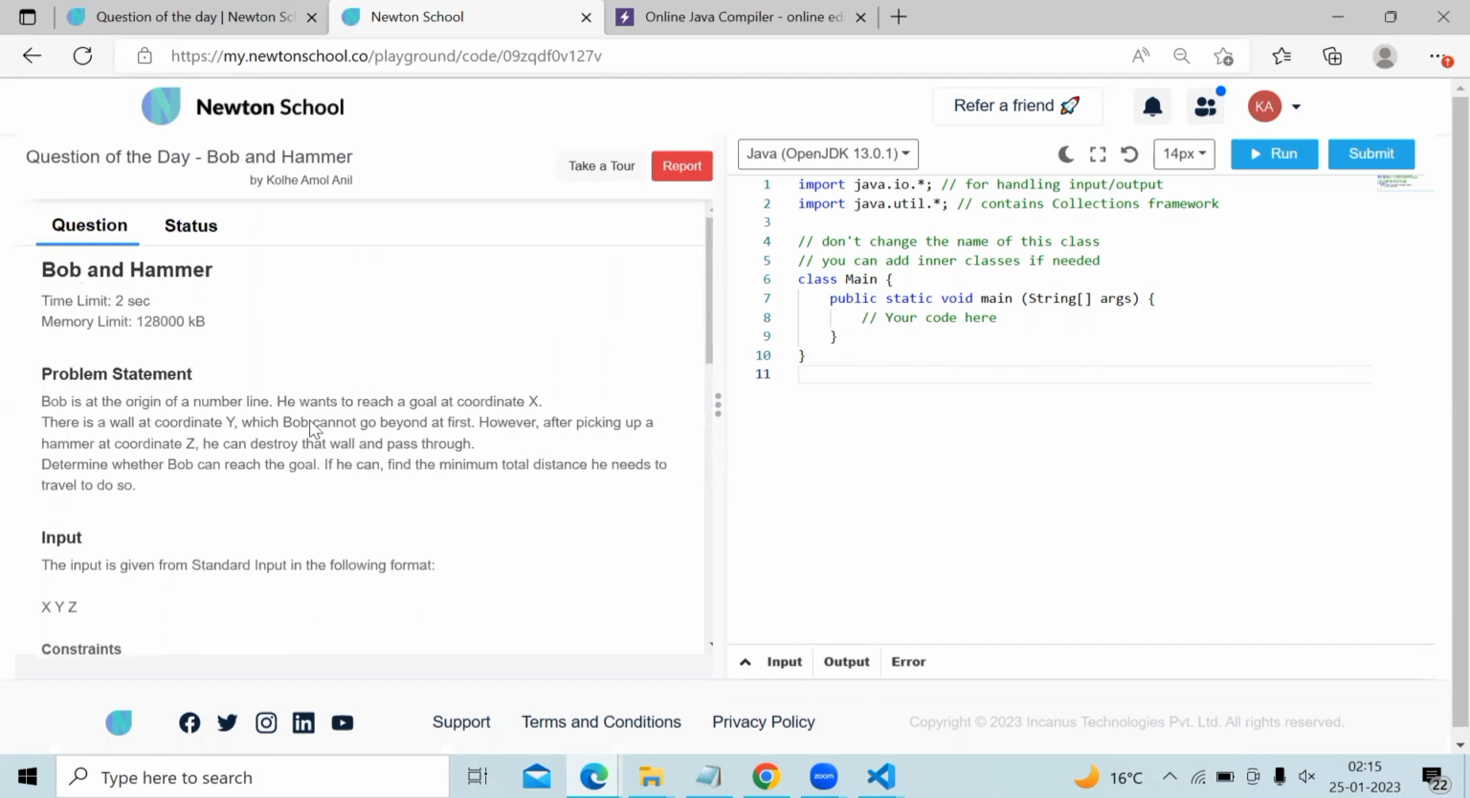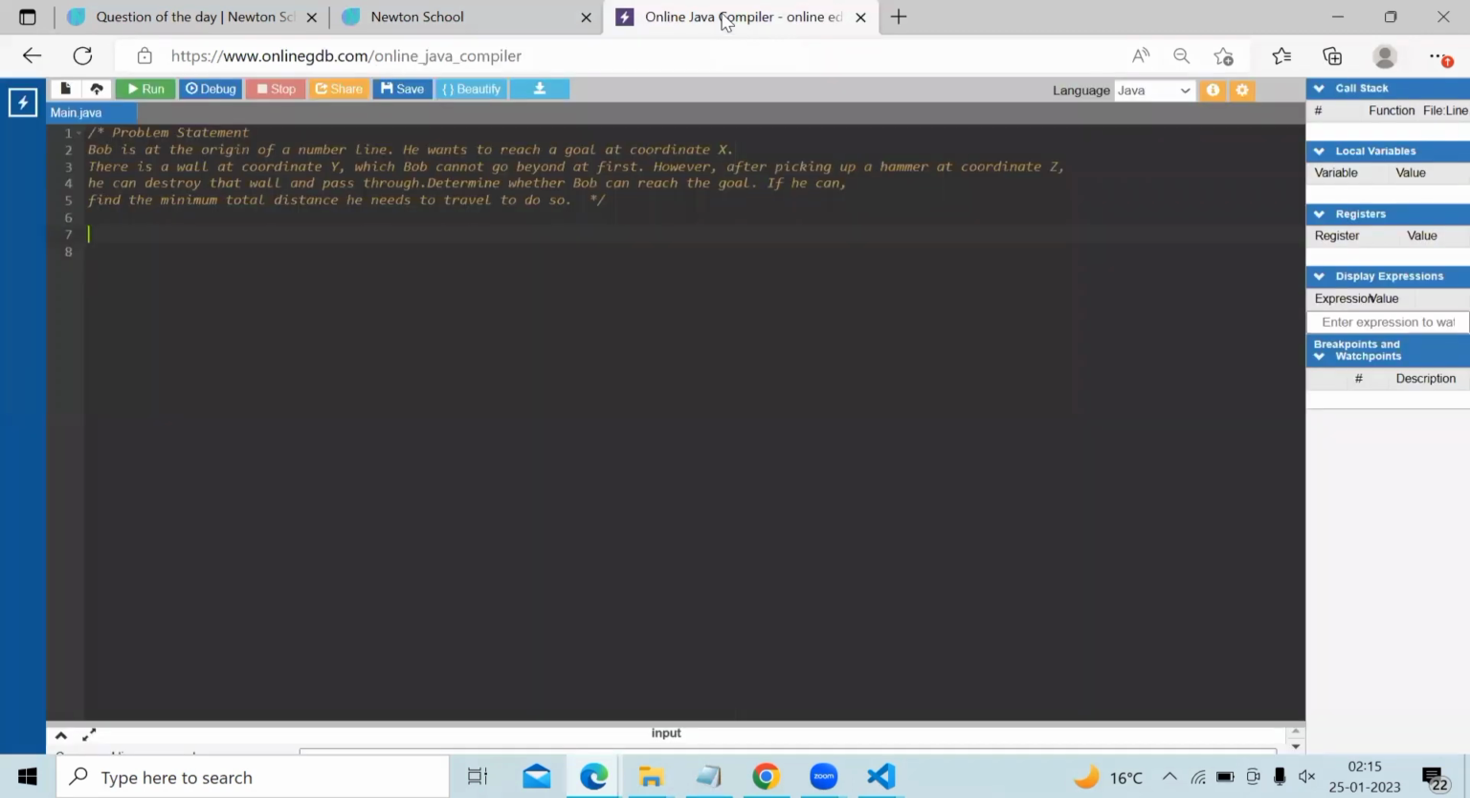In this problem, we are given three coordinates, that is x, y, and z. We have to find whether Bob can reach the goal or not, and if he can reach the goal, then we have to find the minimum total distance that he needs to travel to reach that goal. If he cannot reach the goal, then we have to print -1. So let's try to understand this first.